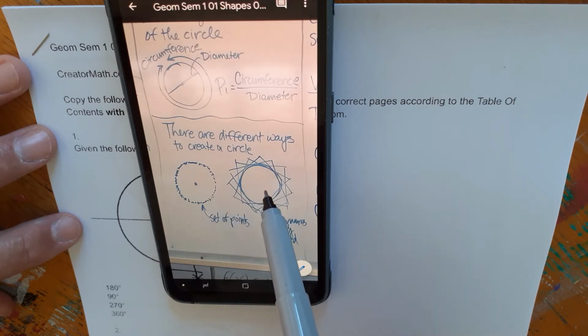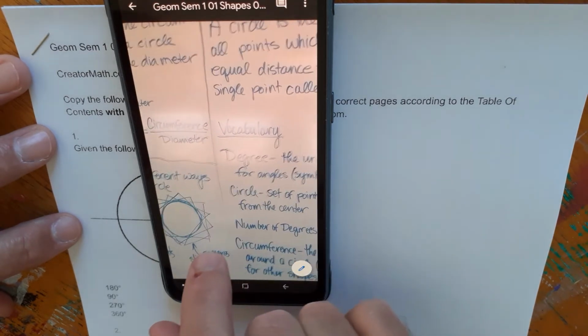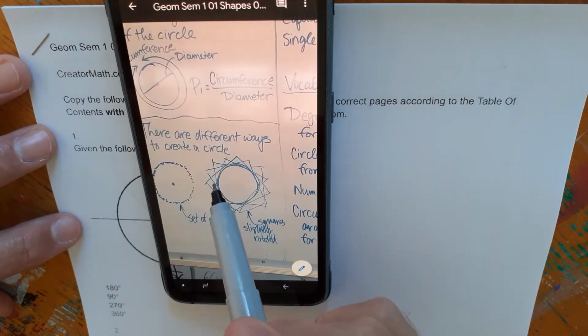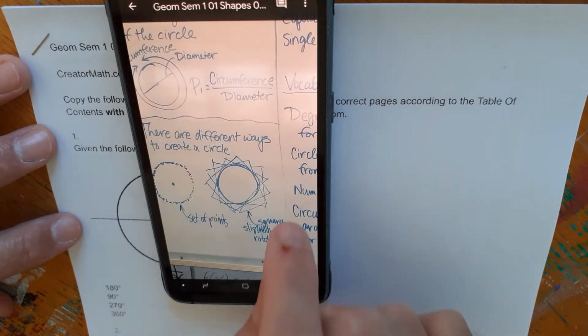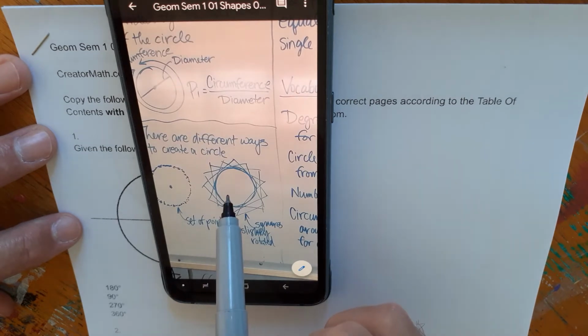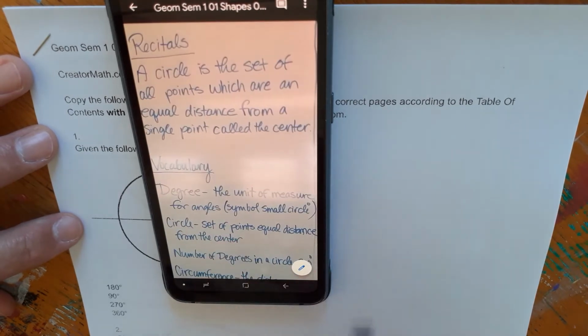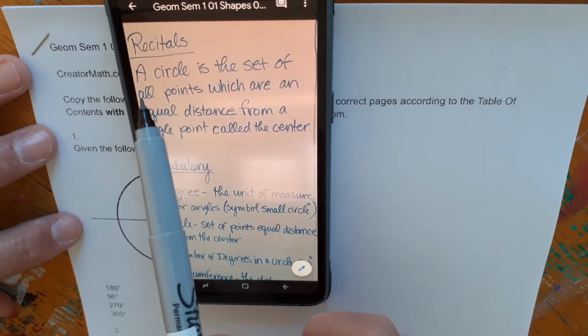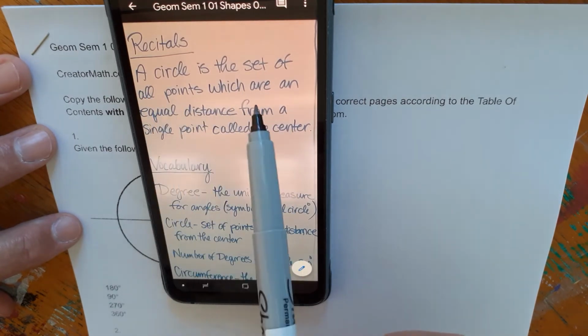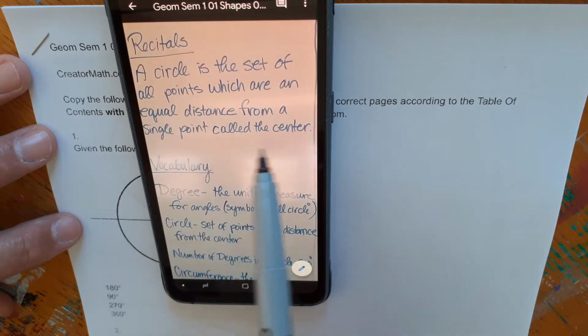Another way is to draw squares and to slightly rotate them. And as you draw enough of those, you start to get this round shape in the middle. The round shape is technically composed of very small flat surfaces, if you think about it. So if we do an infinite number of squares, then it starts to become less flat on each of those components and more round. A circle is a set of all points which are an equal distance from a single point called the center.